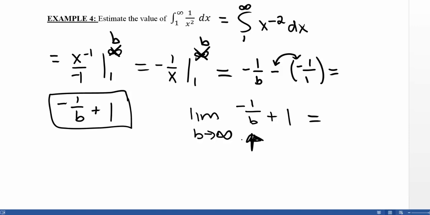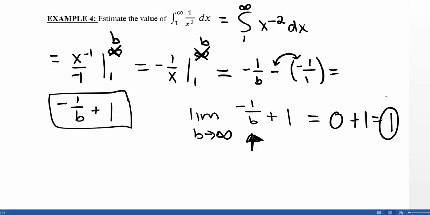Now I want you to notice that the b is in the denominator. So if you have a fraction and the denominator gets really, really big, like think 1 over 10, 1 over 100, 1 over 1,000, 1 over 1,000,000, right? What's happening is that the whole thing is getting smaller. 1 over 1,000,000 is a teeny tiny decimal. So as b goes to infinity, that first term goes to 0. So we have 0 plus 1, which equals 1.